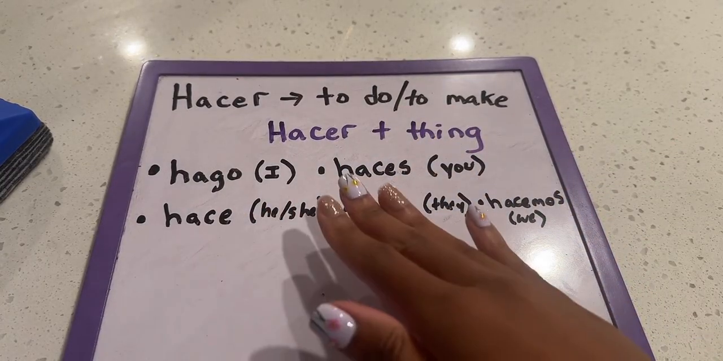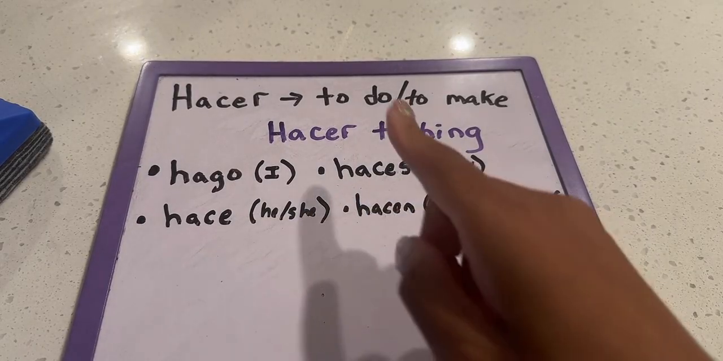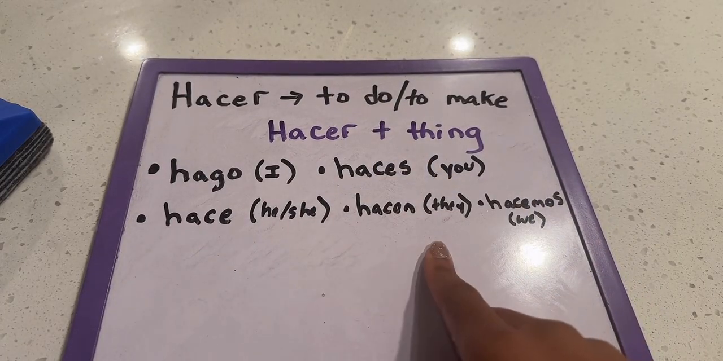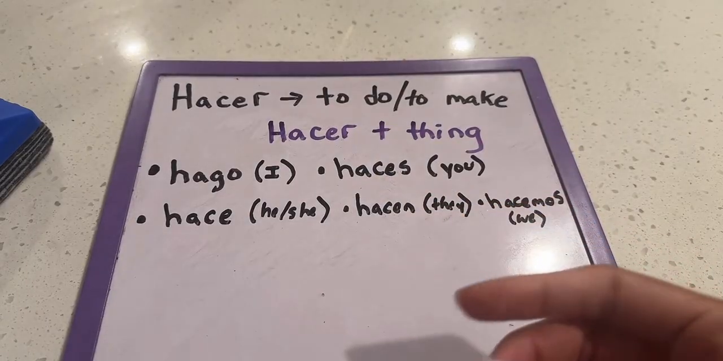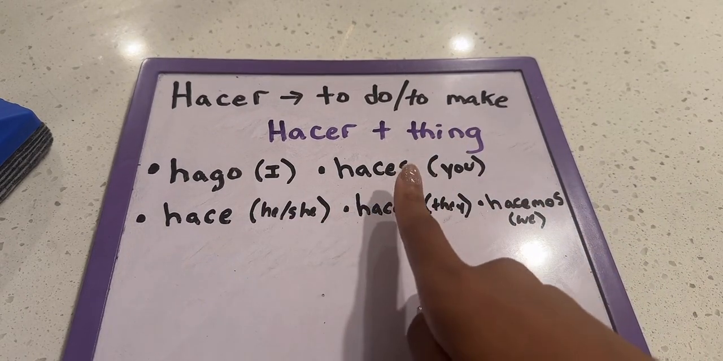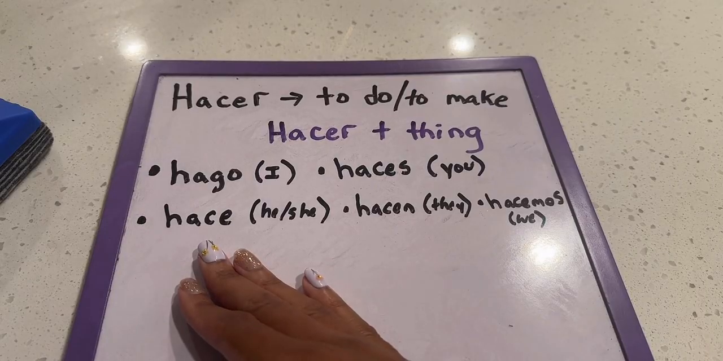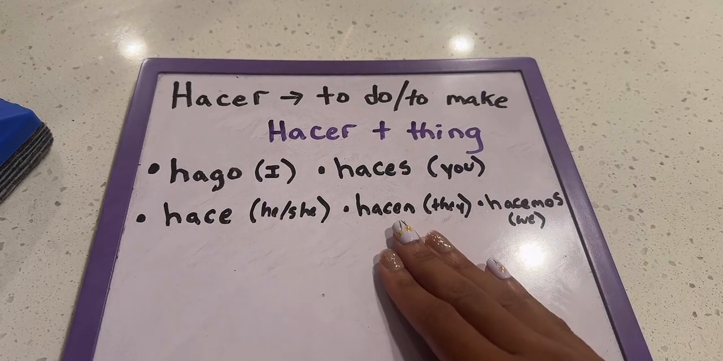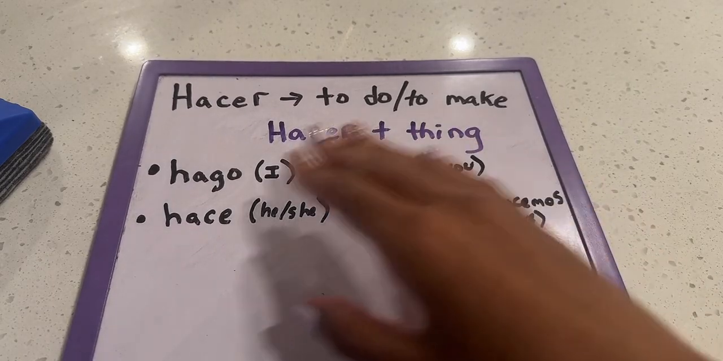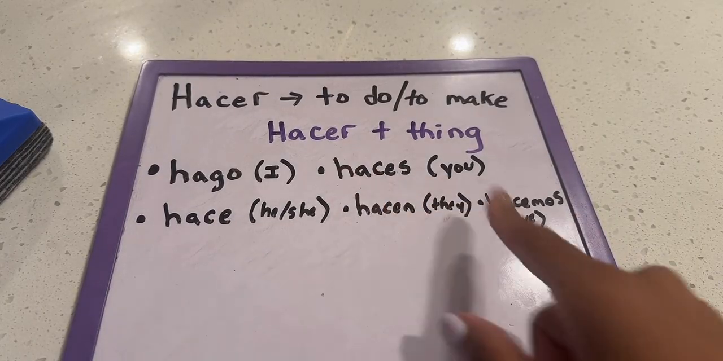And these are our 5 verb tenses that we're going to be using today. It's going to be hago, which is I, haces, which is you, hace, he or she, hacen, they, and hacemos, we. So just to go over it again, hago would be I do or I make. Haces, you do or you make. Hace, he or she makes or he or she does. Hacen, they make or they do. And then hacemos, we do or we make. So these are our 5 different conjugated forms, the only ones that we're going to be working with.